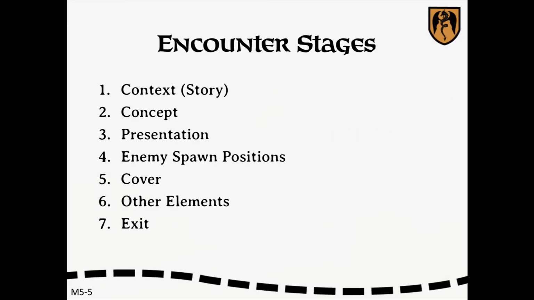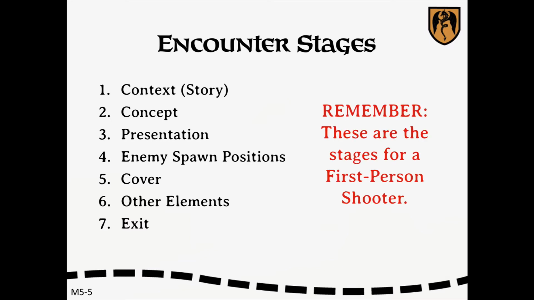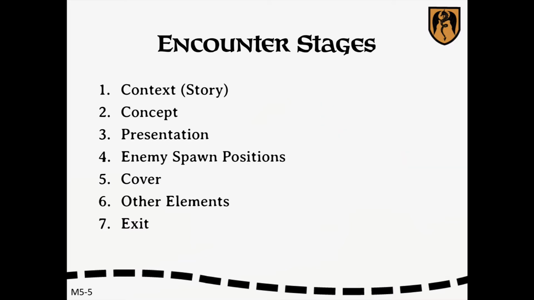As a general rule, it's useful to think about your encounters in stages. As the player approaches an encounter, they would normally move through the following stages of awareness of the content. Number 1, context. 2, concept. 3, presentation. 4, enemy spawn positions. 5, cover. 6, other elements. And 7, the exit. We're going to go through them one by one.